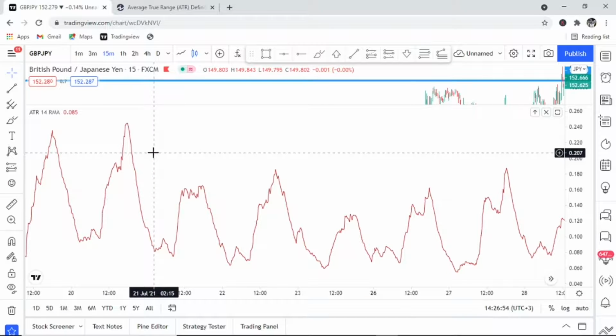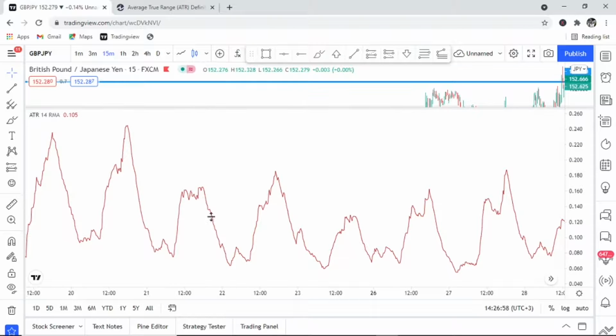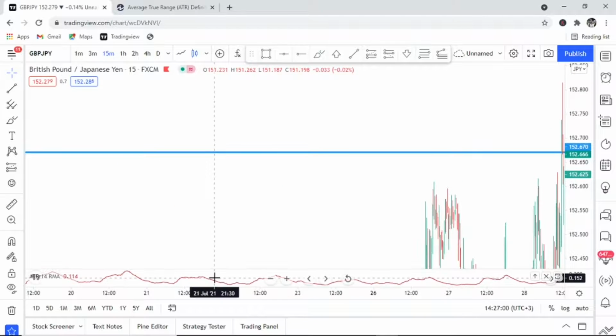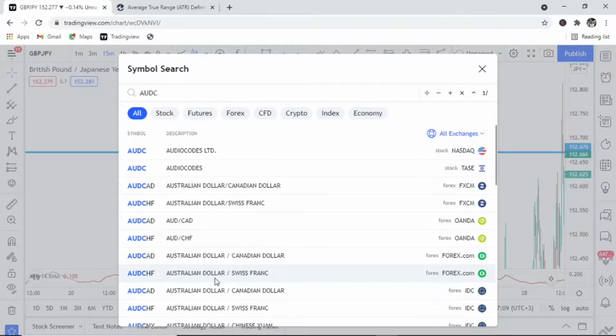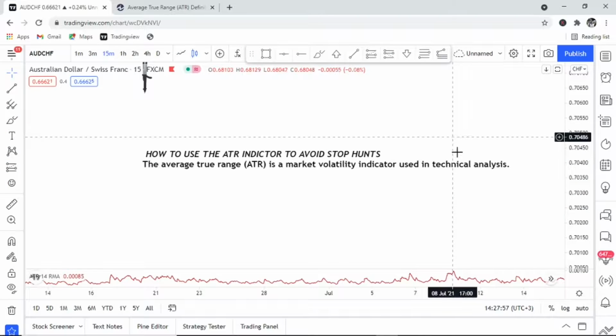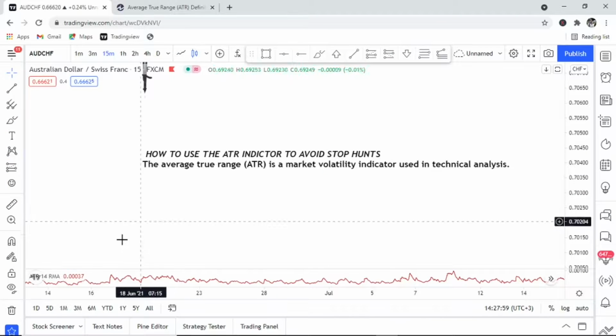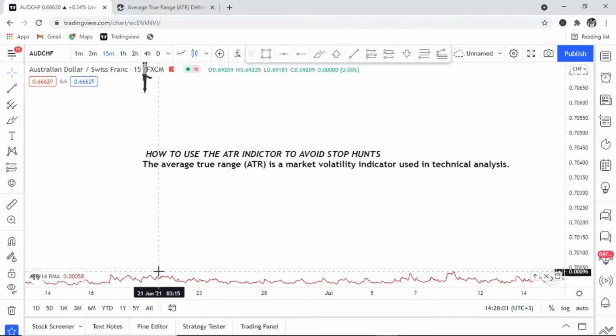So just use the first 2 digits when dealing with the Japanese yen pairs, and when dealing with the other currency pairs, just use the digit on the 4th decimal place. Like in the AUD/CHF, this is the 4th decimal place right here.